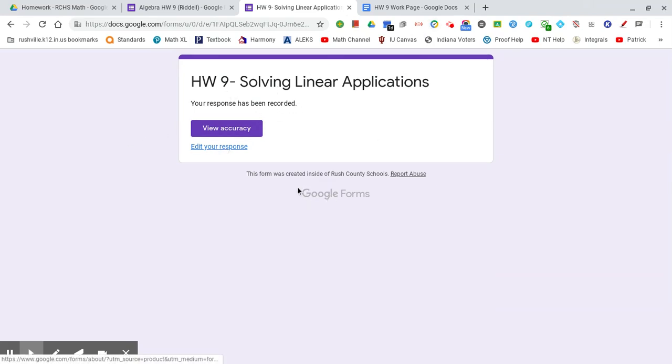All right, so that is homework number 9. Make sure that once you have finished this Google form successfully and you have an 11 out of 11, telling me that you got all 11 of those questions correct, you then go back to Google Classroom and take pictures of your work page and submit those on Google Classroom.